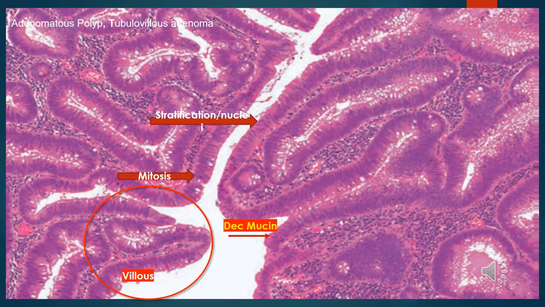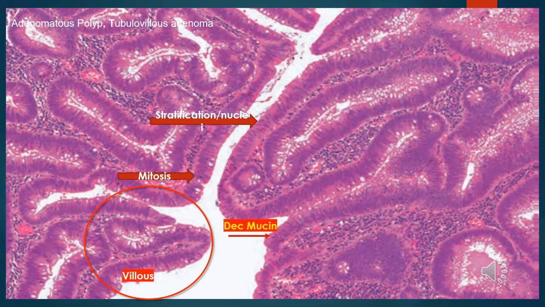Focal areas of villous configuration are also noted. Recalling again, those with a villous component comprising 25% or more of the polyp are considered tubulovillous adenomas, and those with a villous component comprising 75% or more of the polyp are villous adenomas. The villous adenomas are larger and more prone to develop malignancy.